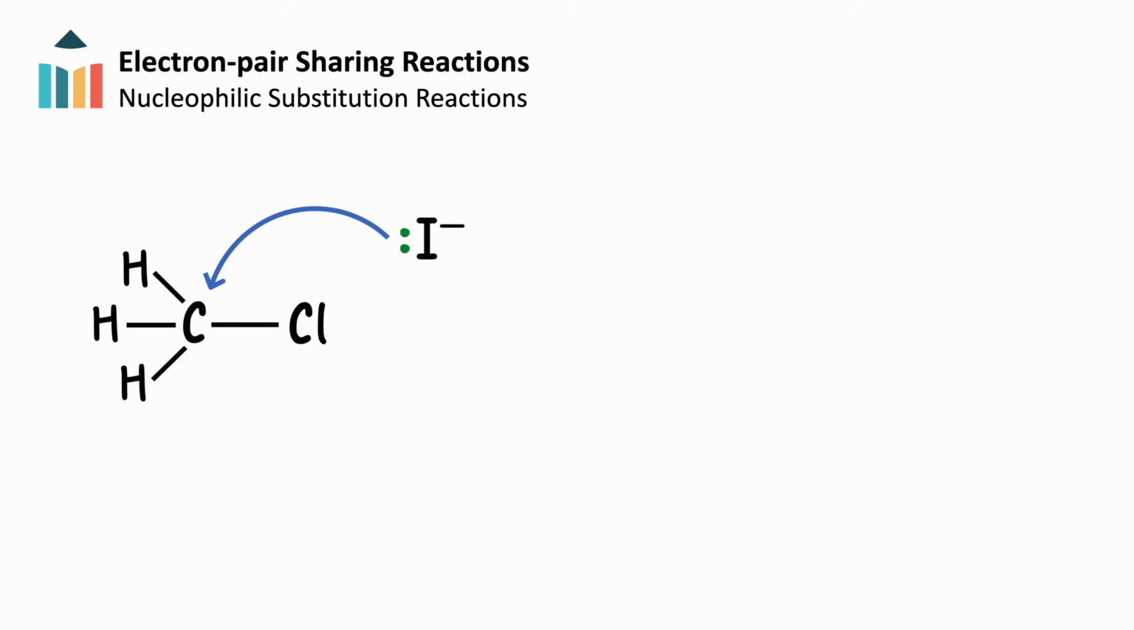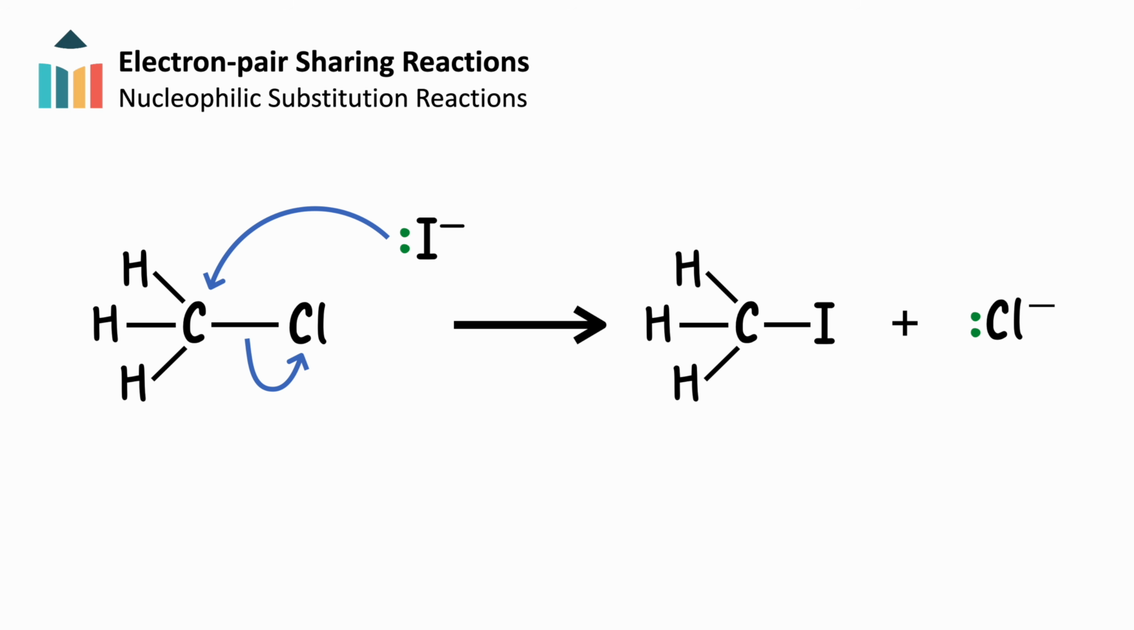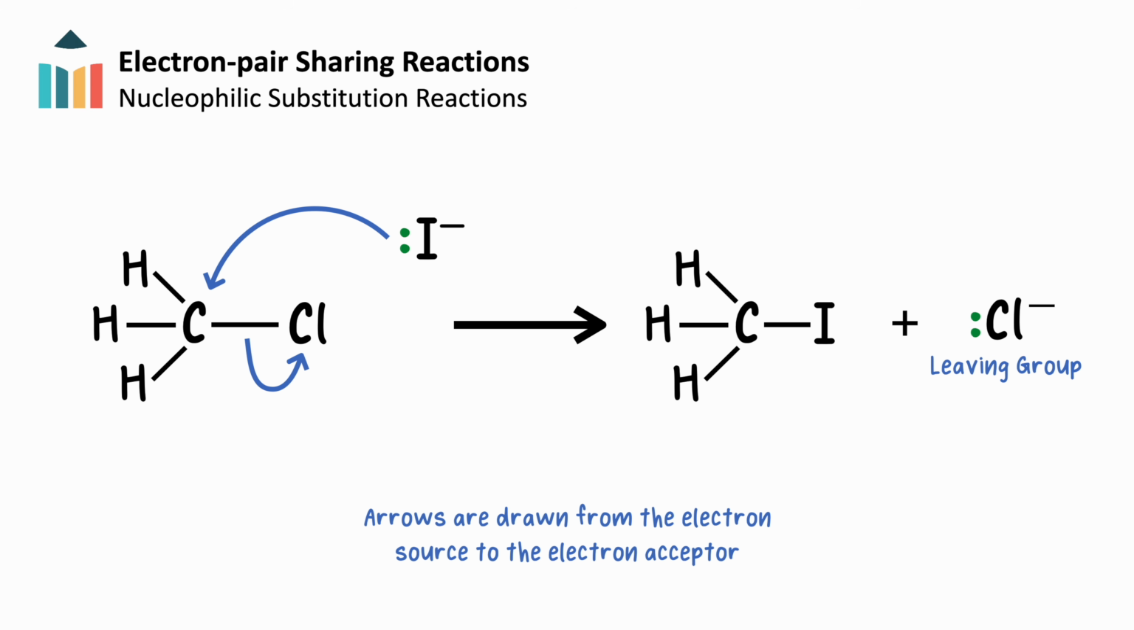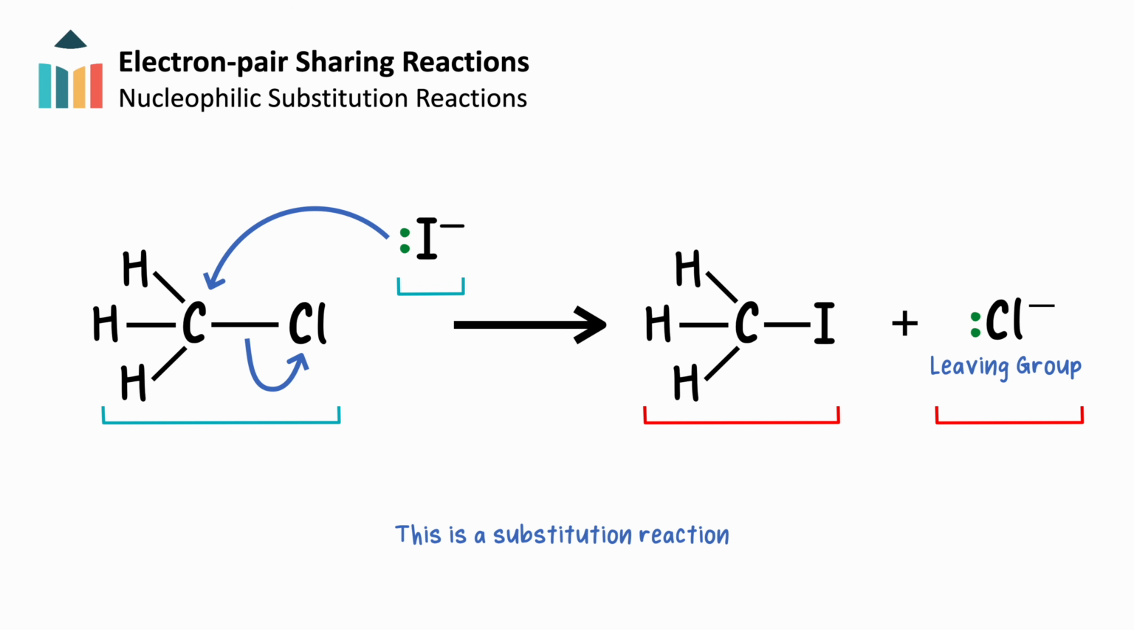Thus, the carbon to chlorine bond must break at the same time as the new carbon to iodine bond is formed. The bonding pair of electrons are then transferred to the electronegative chlorine atom, forming a chloride ion. We call this chloride ion the leaving group. This reaction is represented using curly arrows, where each arrow represents the transfer of a pair of electrons and is drawn from the source of the electrons, the nucleophile or the bond, to the electron acceptor, the electrophile or leaving group. This example is a substitution reaction, as there's two reactants and two products.